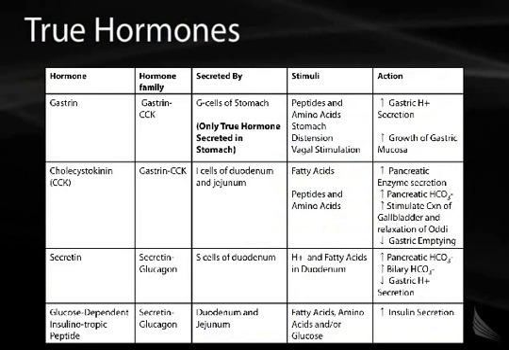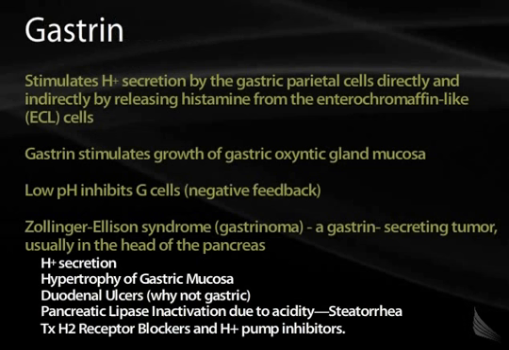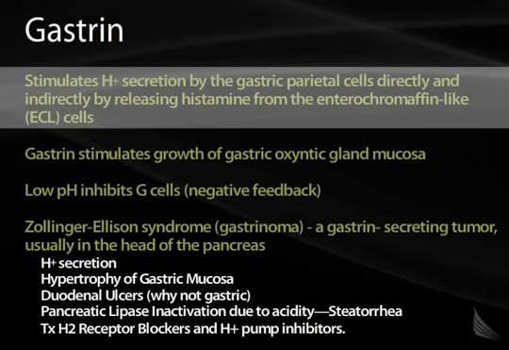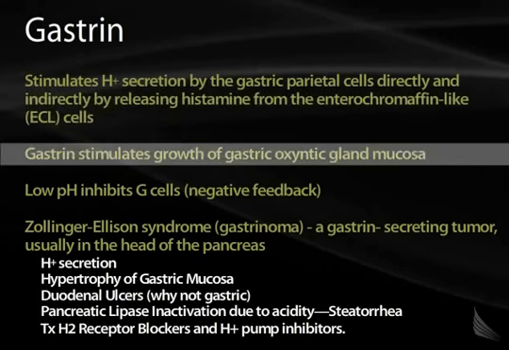The true hormones that are present in the GI tract are gastrin, cholecystokinin, secretin, and glucose-dependent insulinotropic peptide. This table represents a good overview of each of these hormones, and we will discuss them in further detail. Gastrin works to stimulate acid secretion by the gastric parietal cells directly and indirectly. It does so by releasing histamine from the enterochromaffin-like cells, or ECL cells. Gastrin stimulates growth of gastric oxyntic gland mucosa, so it's also a trophic hormone, i.e. it stimulates growth of other cells.